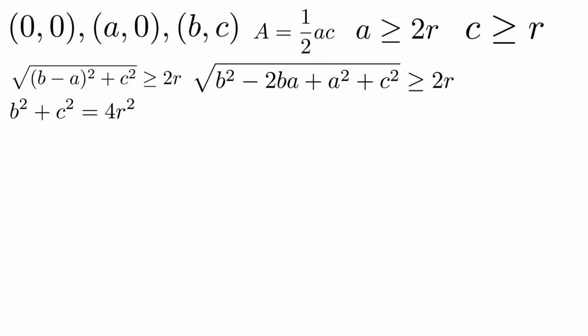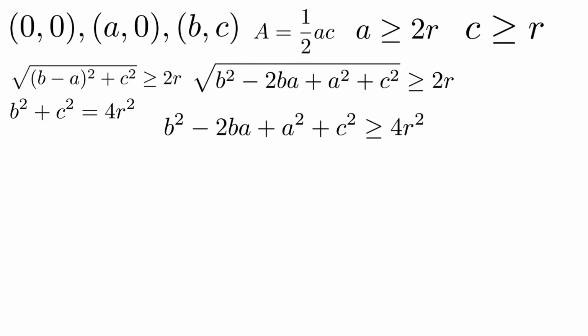Now, if we expand equation 3, we get the square root of b squared minus 2ba plus a squared plus c squared is greater than or equal to 2r. We can then square both sides to get b squared minus 2ba plus a squared plus c squared is greater than or equal to 4r squared.